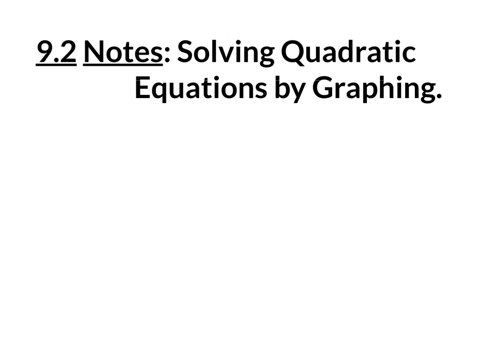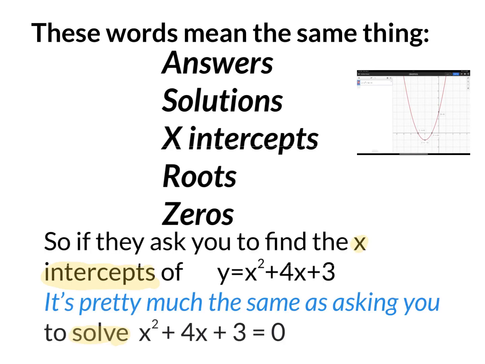So we already know how to graph. But if I ask you to solve a quadratic equation, I'm going to show you how to graph it and just look at the x-intercepts, which provide answers. Check it out. The first thing that you should write down in your notebook is these set of notes. These words mean the same thing. Answers, solutions, x-intercepts, roots, zeros, all those mean the same exact thing, all right?